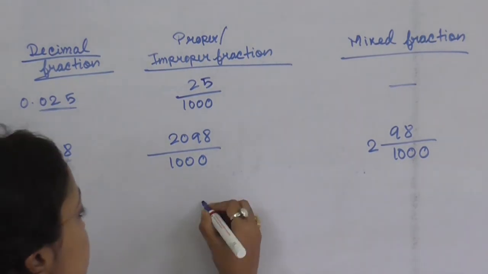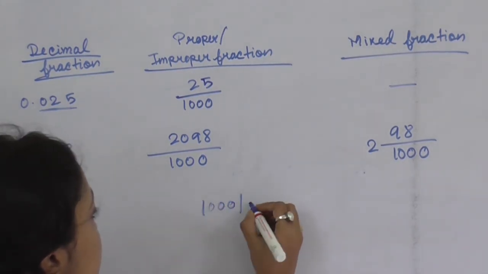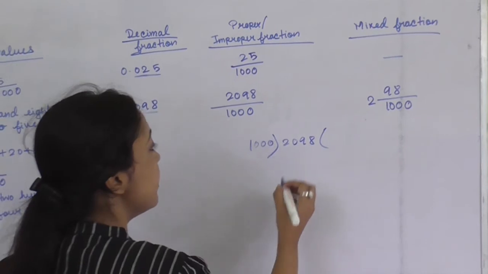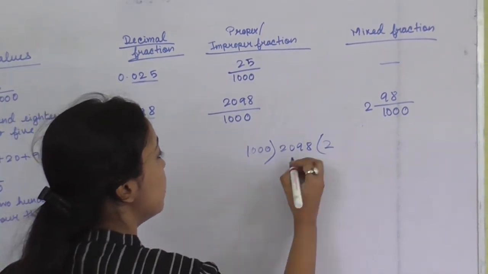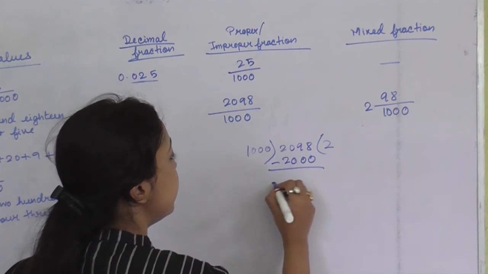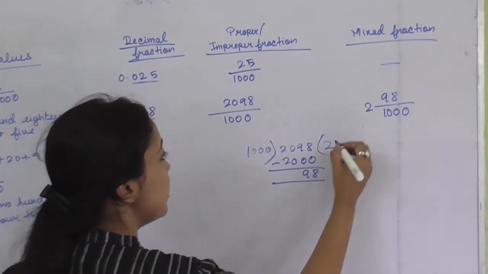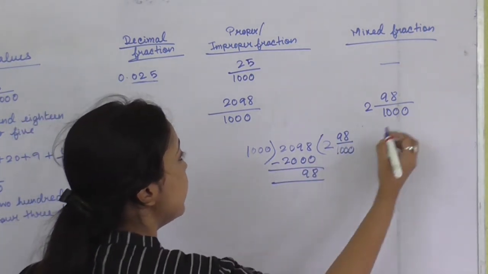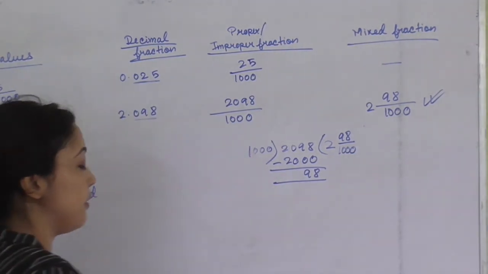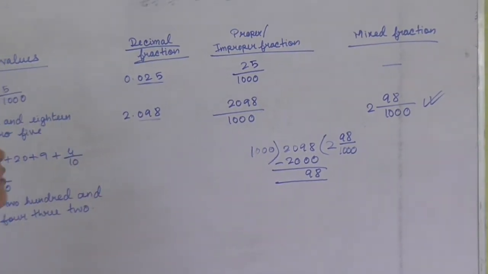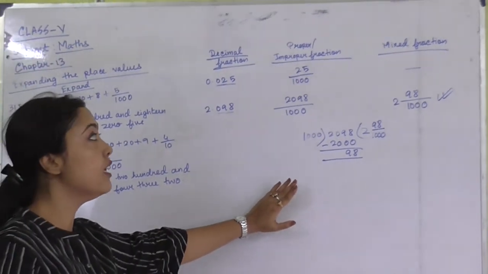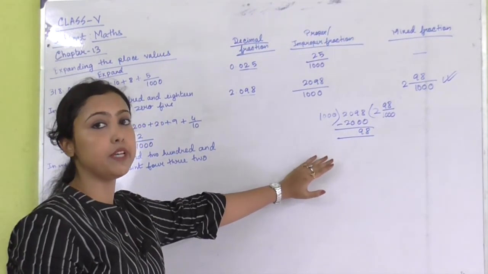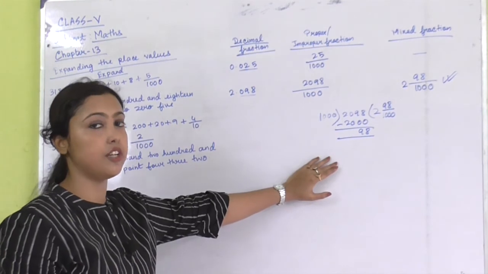So what will I do? I will just divide this 2098 by 1000. The remainder is coming as 98, and I will put this remainder in the numerator part and this 1000 in the denominator part, and in this way I am getting this mixed fraction. So I think the concept is clear, how to convert the decimal fraction into proper, improper and mixed fraction. I think that this part is already clear to you.